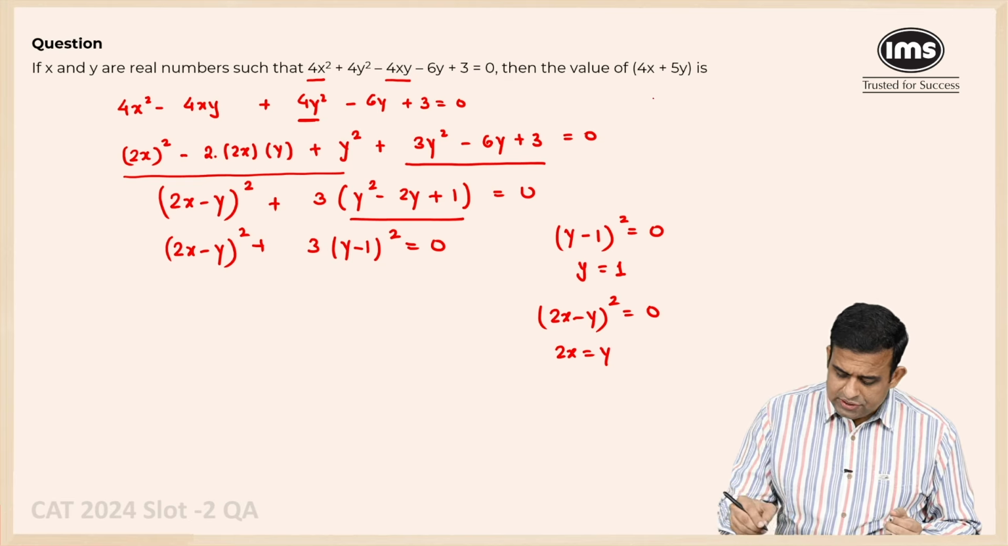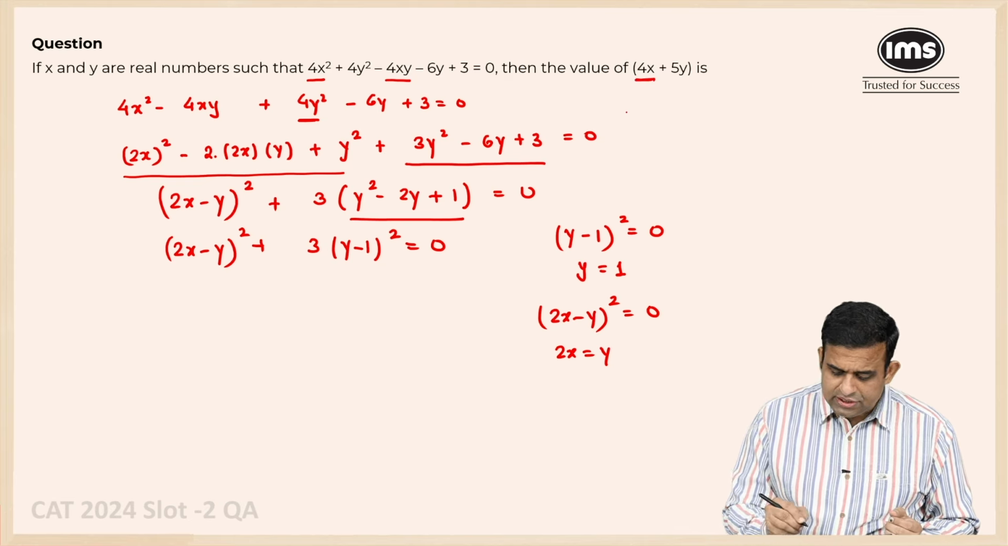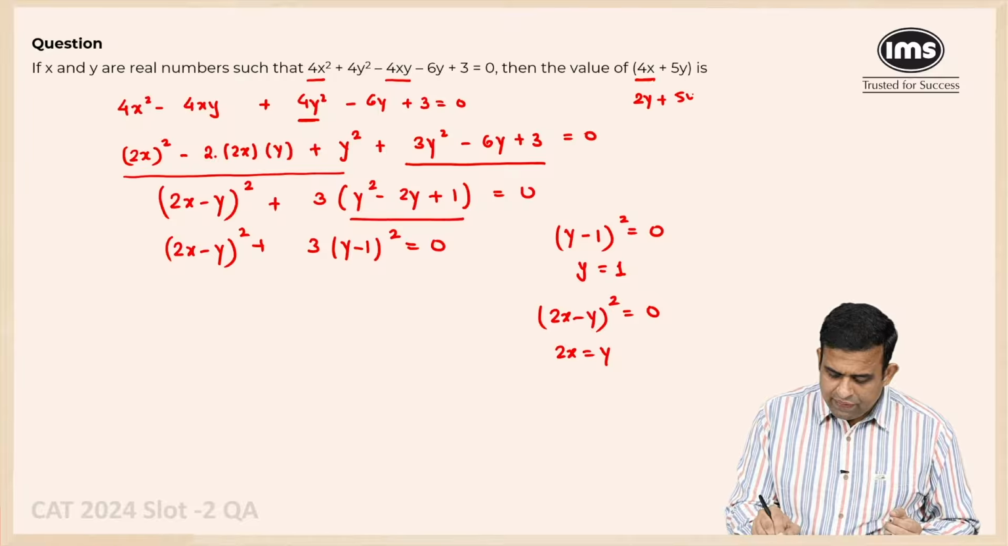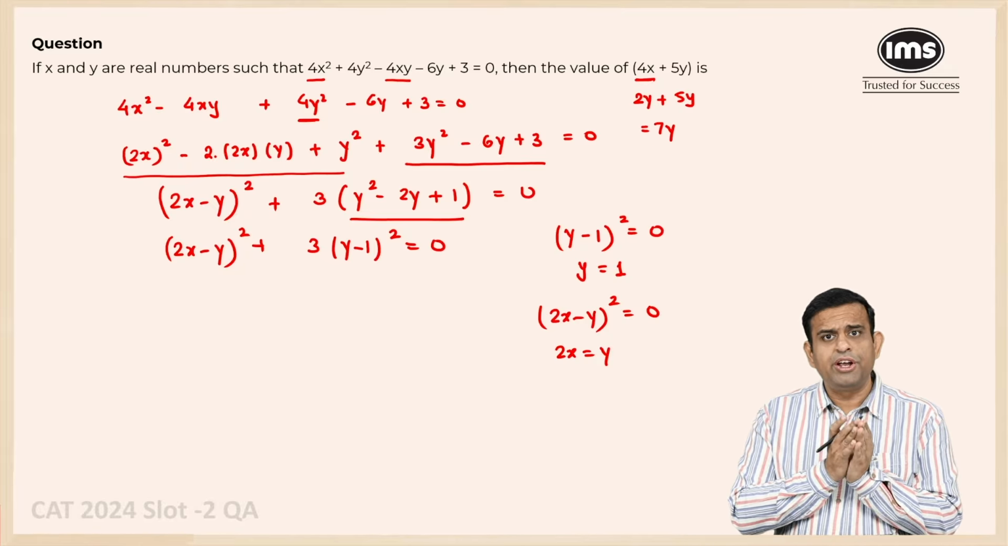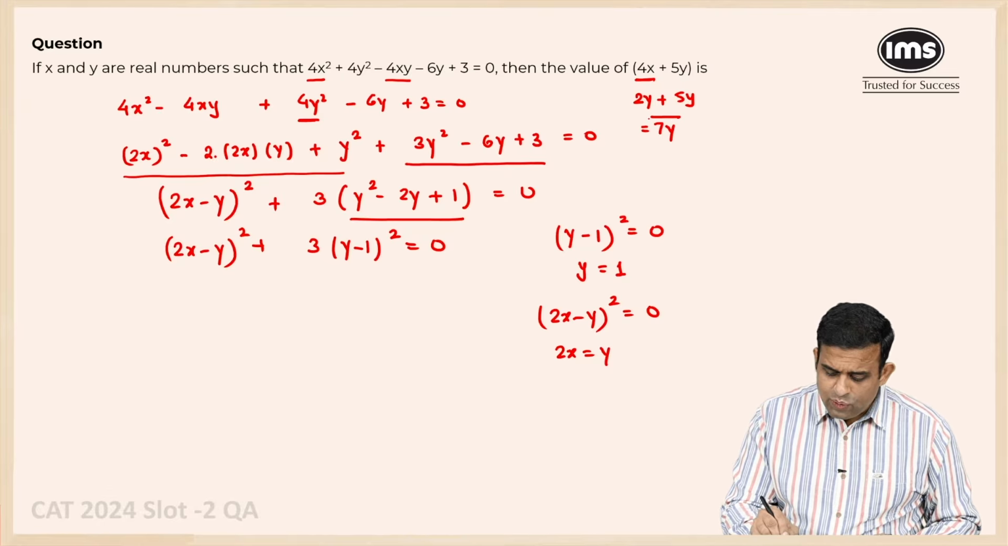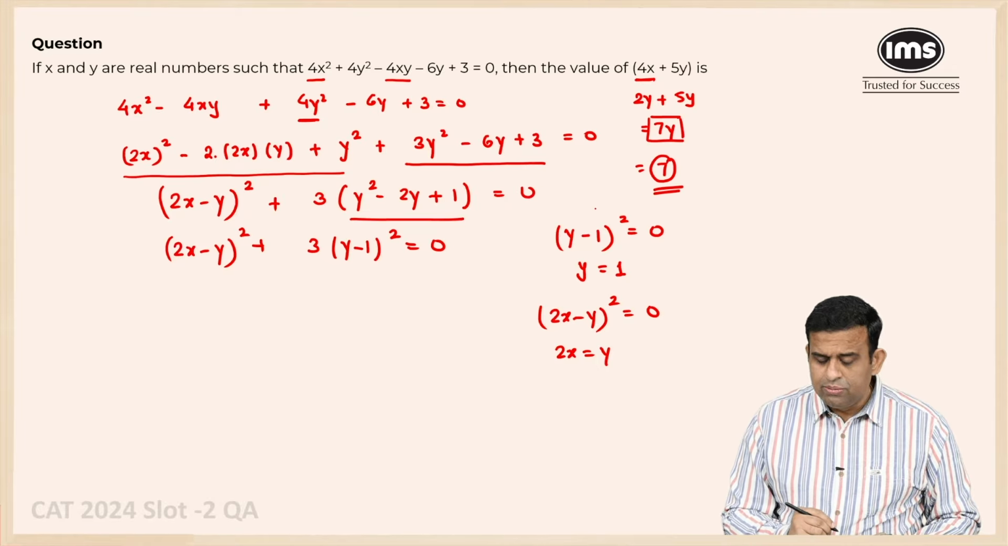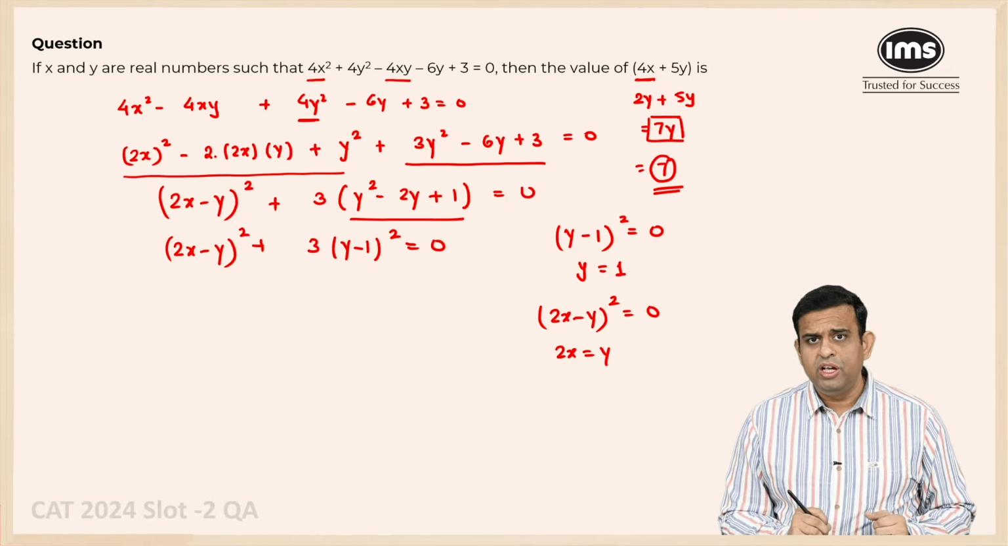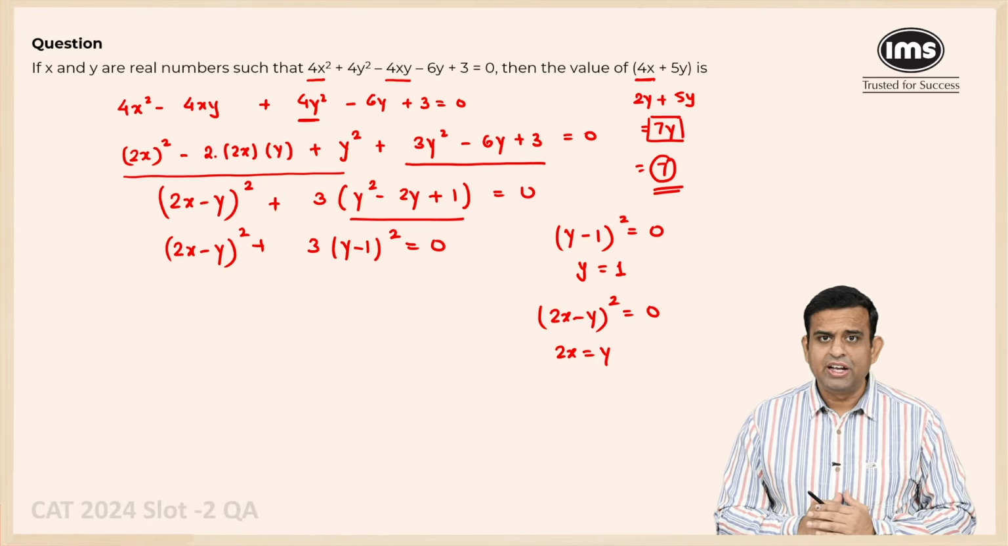If 2x is y, then the term 4x will be equal to 2y, plus 5y, and this will become equal to 7y. The expression 4x + 5y will be equal to 7y, and since the value of y is equal to 1, this term 4x + 5y will be equal to 7, and 7 is the answer for this particular question.